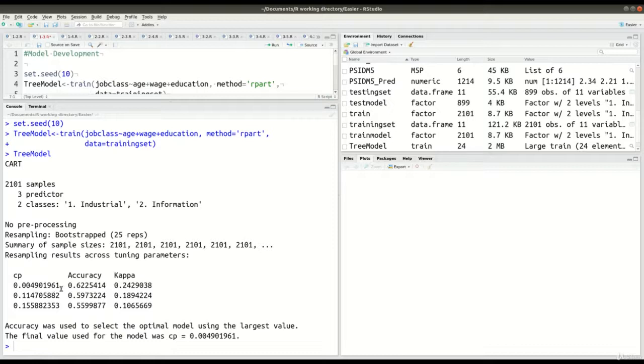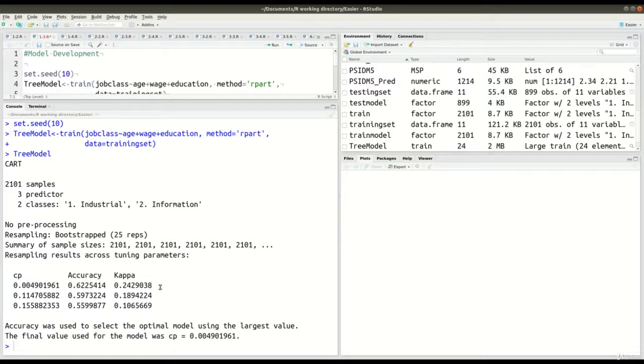It picks them. And next to that, you have the accuracy of the actual model, which for us was 62%, 59%, 55%. And then we have the kappa right here. The kappa takes into account chance when trying to consider the accuracy. So you can see our kappa is not that great either. So overall, the best model has a complexity parameter of 0.004 with an accuracy of 62.25%. That's basically what this is telling us.